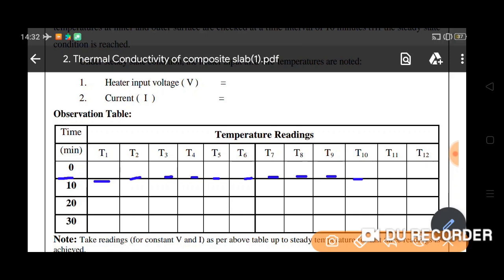Similarly, after 10 minutes again we take temperature readings. Then after another 10 minutes, that is after 20 minutes, we again take the reading.